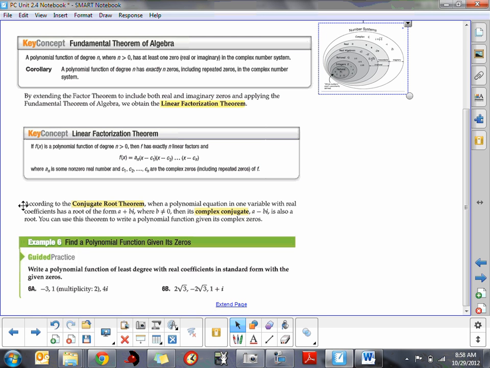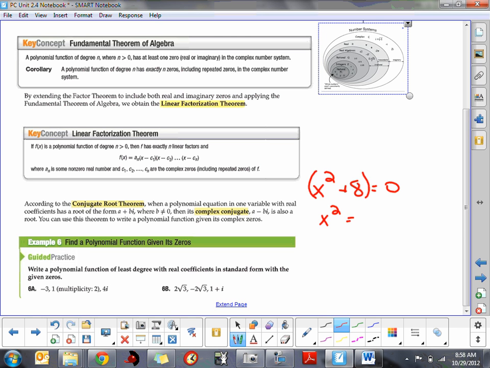One of the important things to remember is the conjugate root theorem, and I don't remember where it was introduced, but it basically says if a plus bi is a zero, then a minus bi must be a zero. They will always come in pairs. A very simple example of that is when we have x squared plus 8 equals 0. If that happens to be one of the factors in our polynomial, we try to solve that by saying x squared would equal negative 8, and x would equal plus or minus the square root of negative 8.